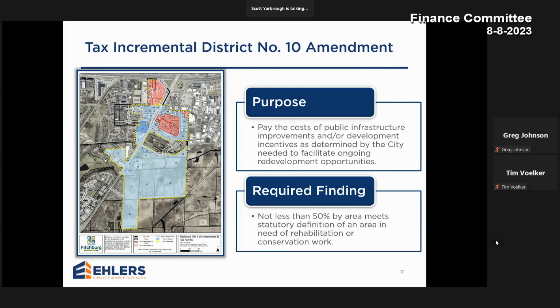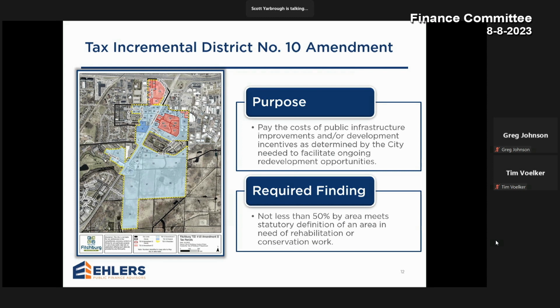Next, we'll get into the details of each of the proposed TID actions. First is the TID amendment for TID district number 10. There's a map inset that shows the areas in blue, where the dark blue is the original boundary of the district. Light blue shows the original territory that was added through the first amendment. And the areas highlighted in red are the territory that's being added through this proposed amendment. The purpose of the amendment is to identify some specific public infrastructure improvements and allowances for development incentives, determined to help facilitate ongoing redevelopment within the district.